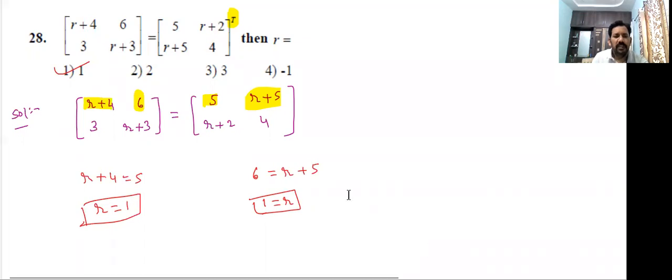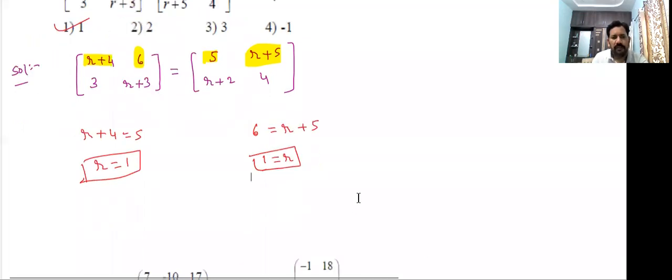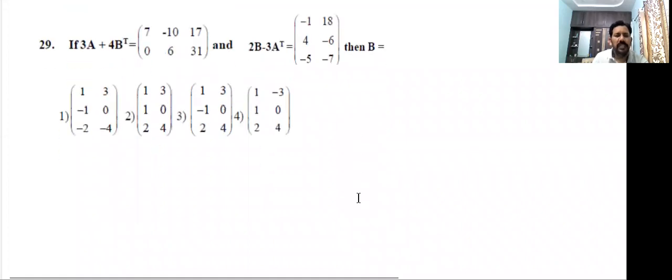Right. So I'm going to another question. This is 3A plus 4B transpose matrix given, and 2B minus 3A transpose matrix given. Here we need to find B. To get B, we need to eliminate the A matrix. But in this question, A transpose is there here and A is there here. We need to convert A in terms of transpose. Okay, then we get the answer.